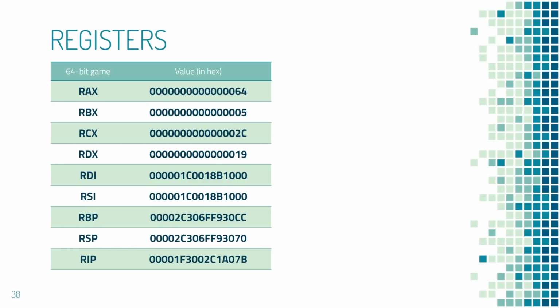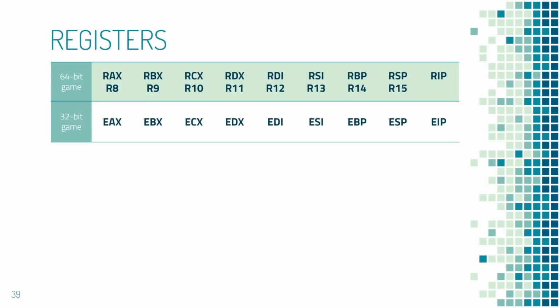In a 64-bit game, the registers take on a different name and can store more information. Now they can store 64 bits of information, or 8 bytes. And there are actually some bonus registers available for 64-bit games. The chart was rotated to fit on the screen. So in a 32-bit game, we have the ones we saw earlier, EAX, EBX, all the way to EIP. And on a 64-bit game, we have those as well, with an R instead of an E. But we also have these new registers available to us, R8 through R15. And even though they're named differently than the other ones, they work exactly the same.